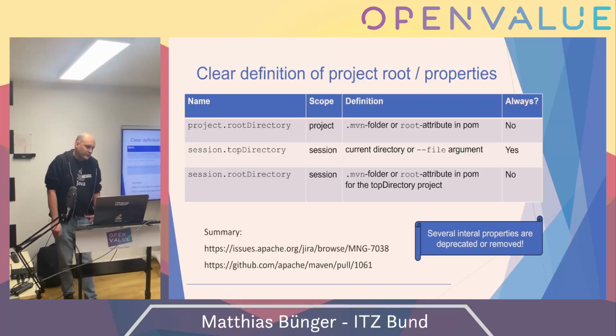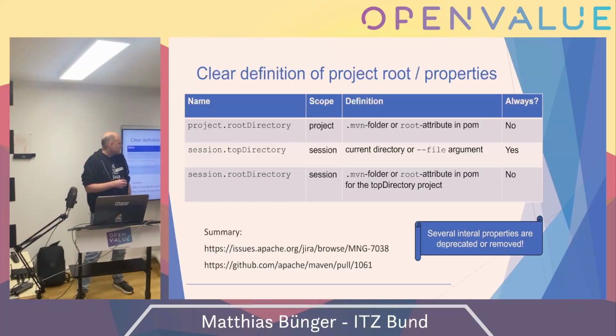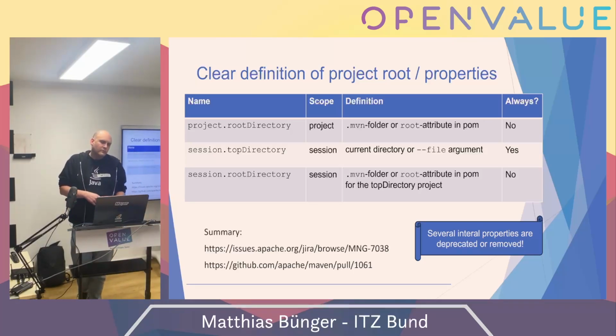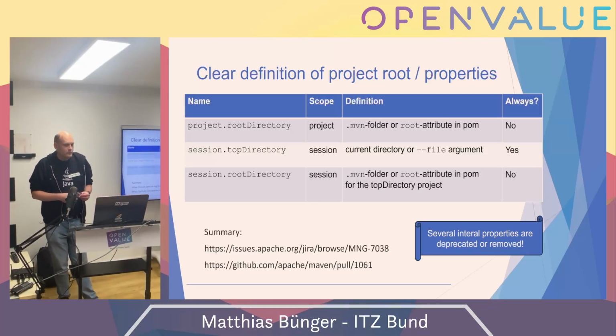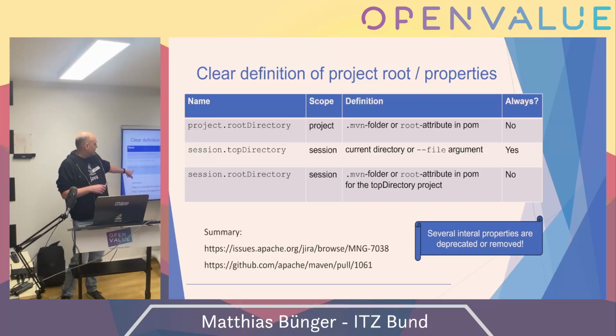The project root directory is defined by either having a .mvn folder or setting a new attribute, which is introduced in model version 4.1, the root attribute. Then Maven recognizes, okay, this is my root folder, I'm starting from here. Obviously, if you neither have this directory nor set this attribute to true, the value is not defined, so you don't have a value for this property. The same is true for the session root directory.